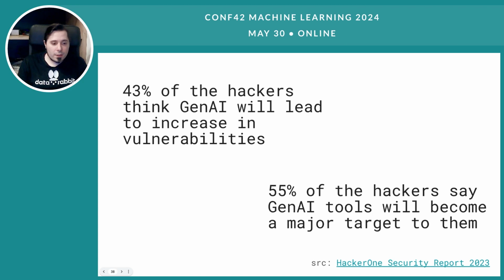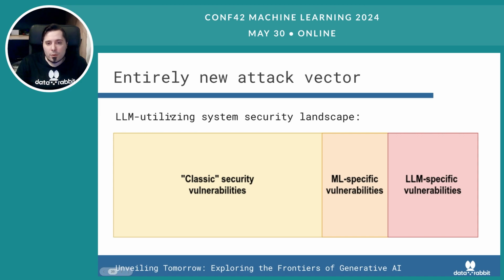So basically, in this very same report, even if there are white hat hackers, most of them, the hackers in general, will try to specialize in generative AI use cases and the OWASP Top 10 for LLMs. And why is that? Simply because it is an entirely new attack vector for them, right? LLM-based systems have all the classic security vulnerabilities. They have some ML-specific ones, but on top of that, LLMs and generative AI have a whole lot of vulnerabilities on their own.